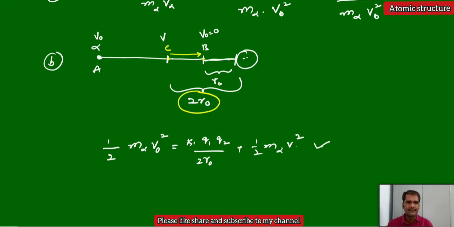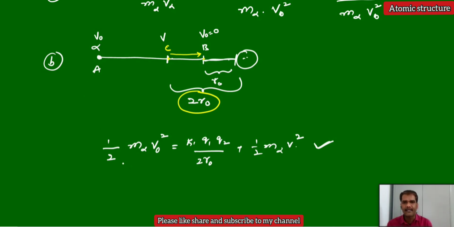Understood this point first? This is important. Why? Because the energy at point A should be equal to the energy at point C, right? Energy at point A is the sum of potential energy and kinetic energy. But at point A, the potential energy is 0, as we already discussed, because here at infinite distance R is infinity, so 1 by infinity is 0. Potential energy equals 0. What is left? Only kinetic energy.